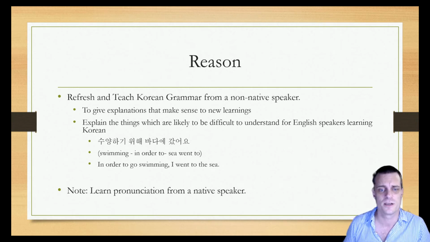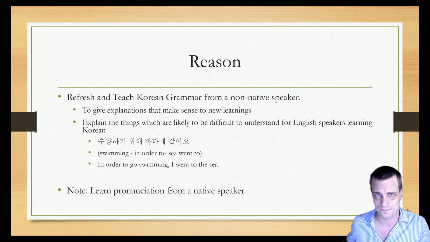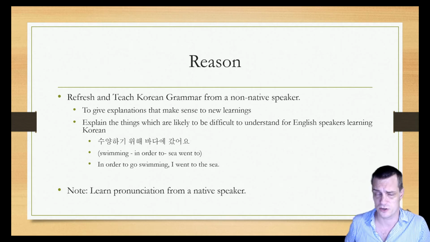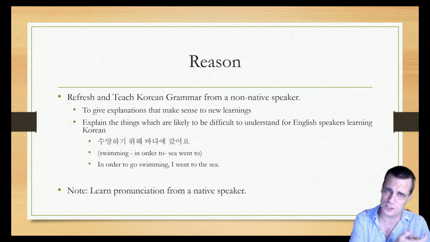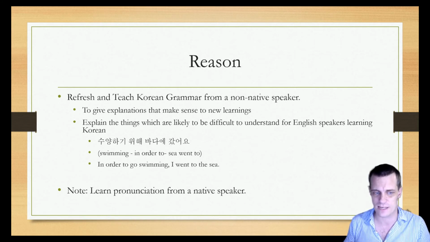So the sentence, I went to the sea in order to go swimming, when put in Korean is 수영하기 위해 바다에 갔어요. Now, if you directly translate the words from Korean into English, you get swimming in order to, sea, went to. Now, the difficulty with this sentence in particular is that the in order to goes in the middle of the sentence, which is no change to English, but the reason clause comes before the action clause. And this can be a hard thing to grasp.